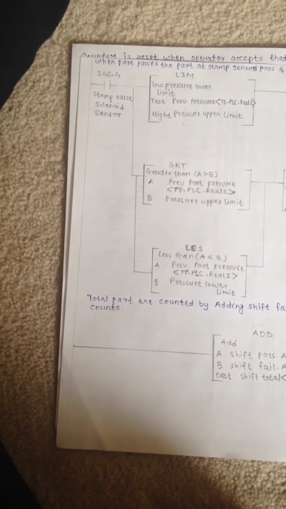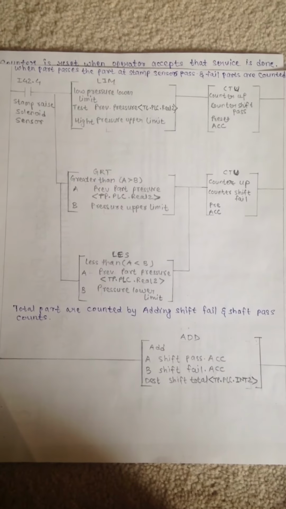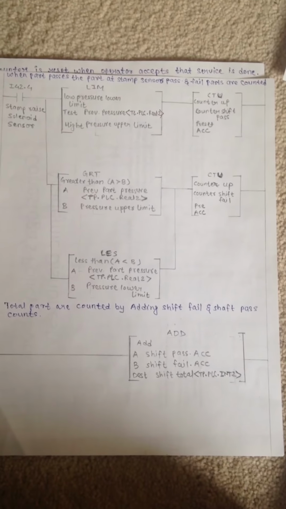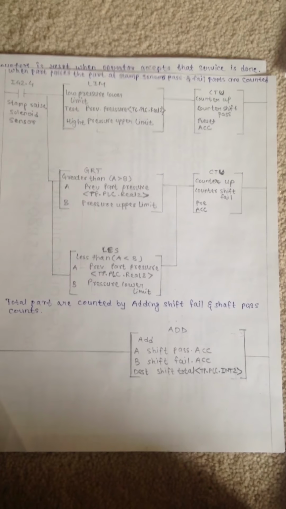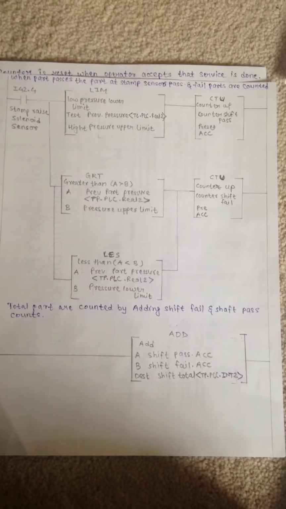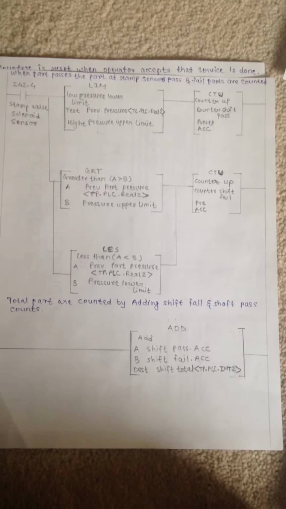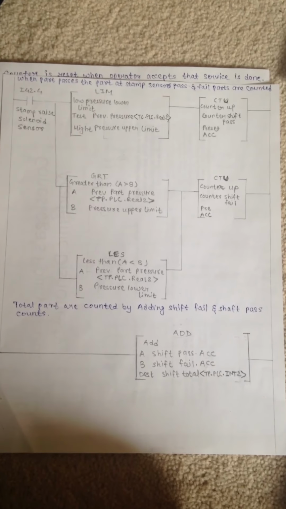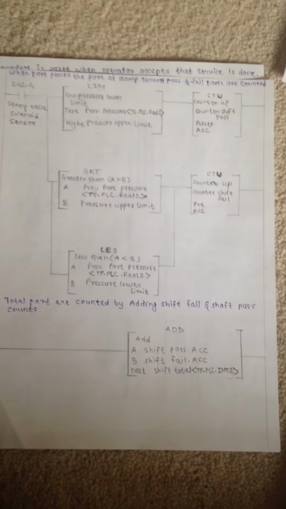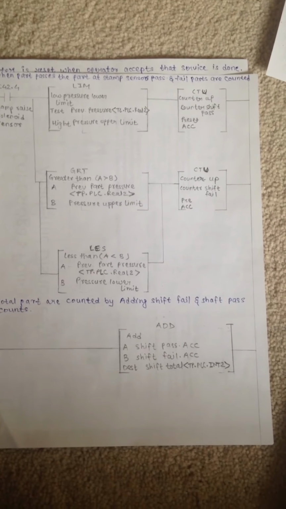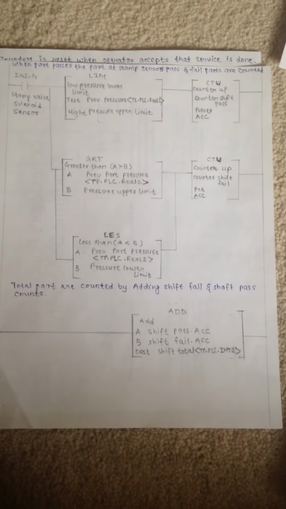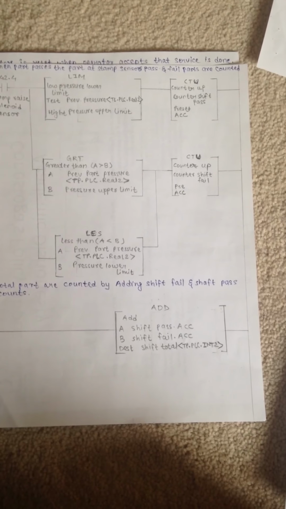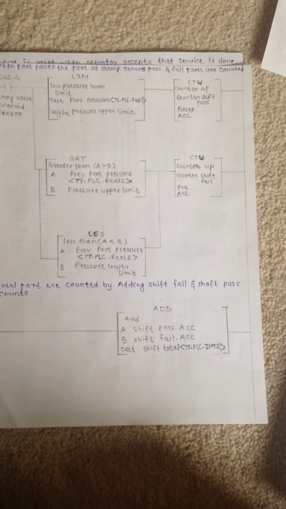When the stamp raise solenoid goes up, if pressure is in limit, then the counter counts up, which is count shift pass. That means the number of parts which have passed is counted. If pressure is less than the lower limit or greater than the upper limit, then another counter starts counting, which is shift fail counts, and then the total number of counts can be calculated using shift pass and shift fail accumulator.